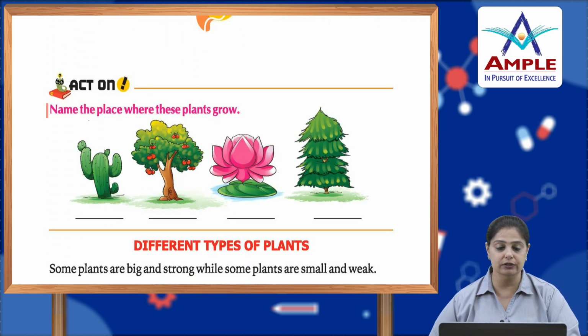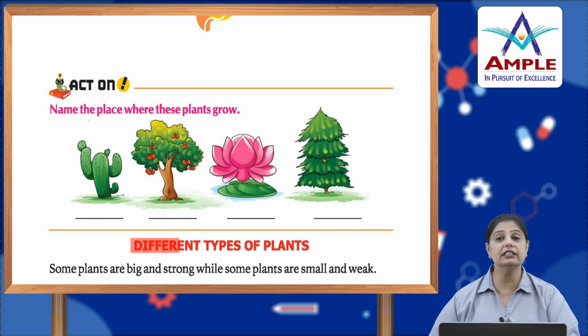Now, let's act on it. Name the place where these plants grow. You have the cactus, you have the apple tree, you have lotus, and you have a pine tree. Now, you have to tell us where they grow. I'm sure you know it. Cactus in desert, apple on land, lotus in water, and the last one, pine, is in the mountains.